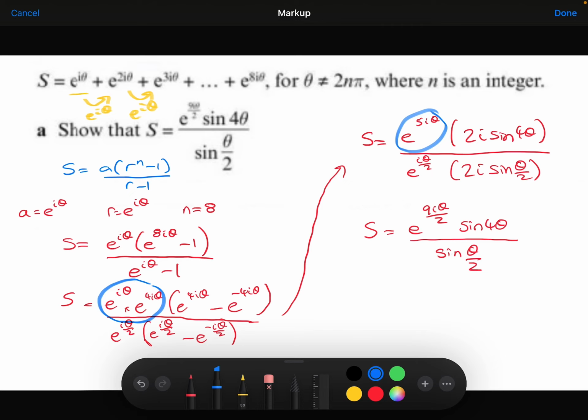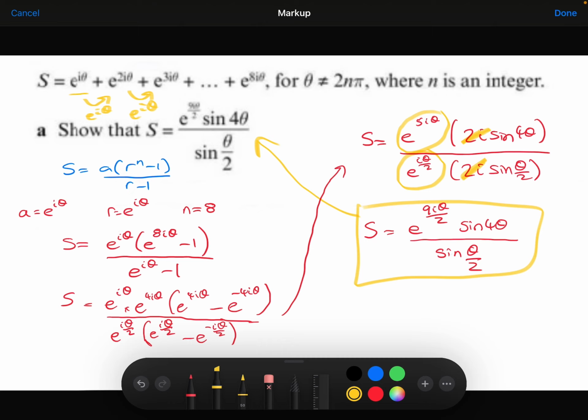The final couple of steps with this question: the 2 i's cancel out. I then did the e to the 5i theta divided by the e to the i theta over 2. So subtracting those powers, 5i theta minus i theta over 2 is 4.5 i theta, or 9i theta over 2. And this is the result we needed to prove. So that's part A done.